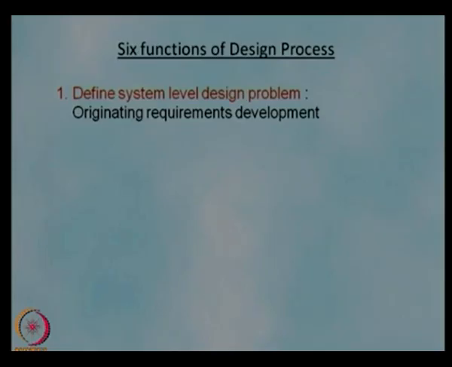So the purpose of the first function of design process is basically to define the system level design problem. The second function is basically to develop the system functional architecture. So here, once we have all the requirements identified, we try to identify the functions to be provided in the system and then provide a hierarchical structure for the functions, and make sure that these functions are sufficient to meet the customer requirements.